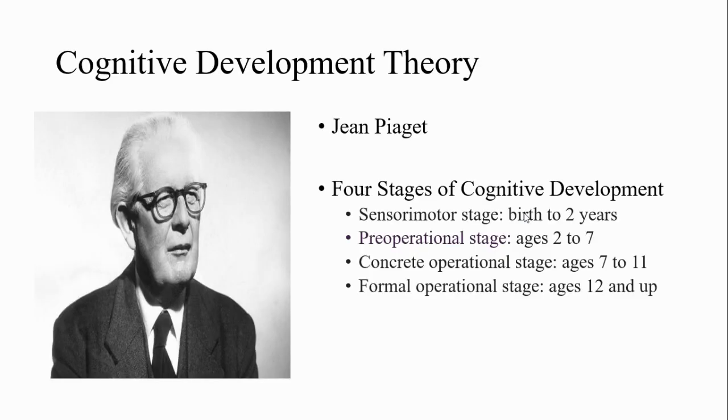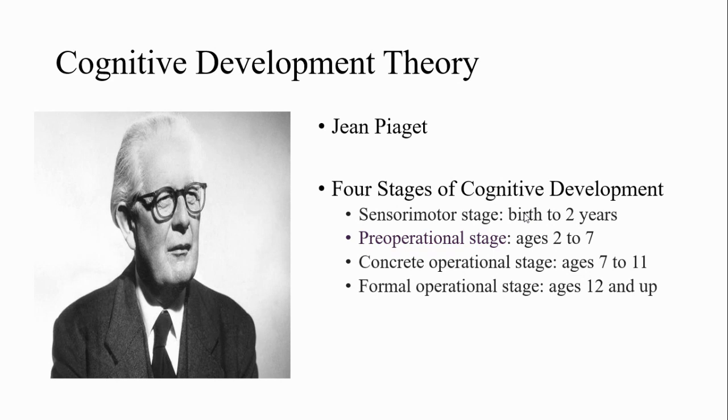Cognitive development theory was made by Jean Piaget. It consists of 4 stages of cognitive development. The first one, the sensorimotor stage, consists of birth to 2 years, and this is when the child begins to interact with others in their environment, such as toys and their family. The pre-operational stage, which is ages 2 to 7, is when the child begins to represent the world symbolically.